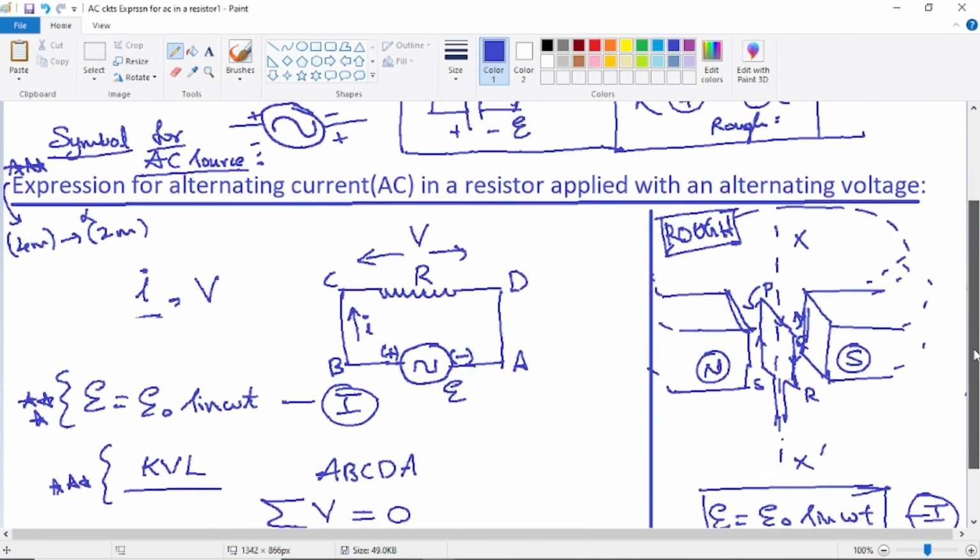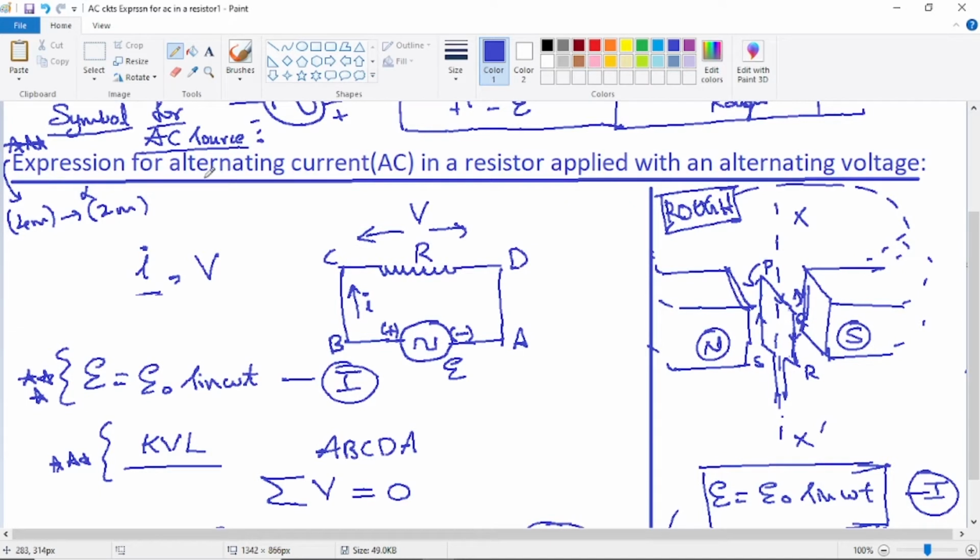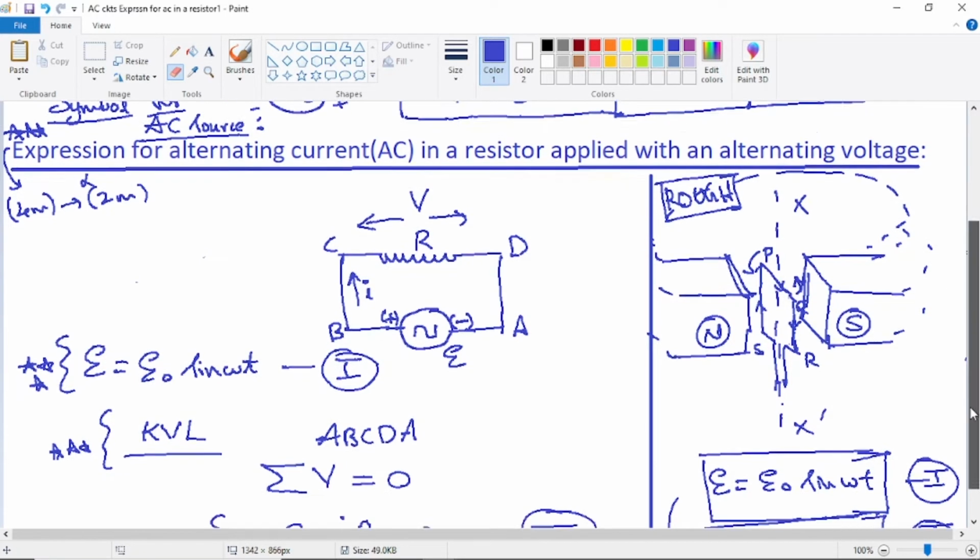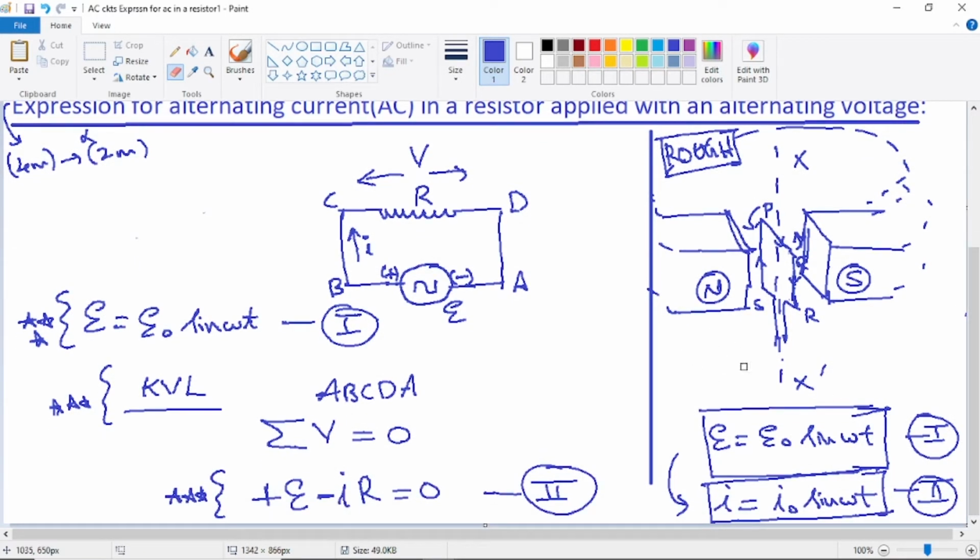Now coming to the actual topic, the expression for alternating current in a resistor applied. Now most of the equations are the same, all the equations will be the same as they are. Here also the rough column is very useful. Though you may already have listened to the AC generator, these things are not required, but if any doubt is there, this will be helpful. So you can take this also in the rough column of your classwork.